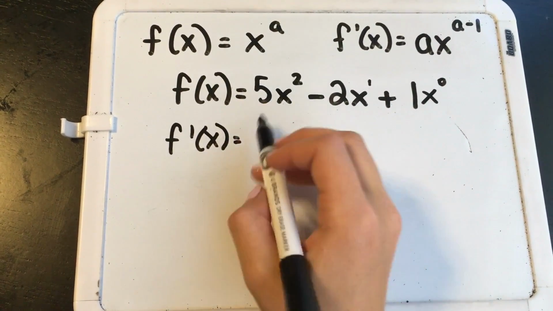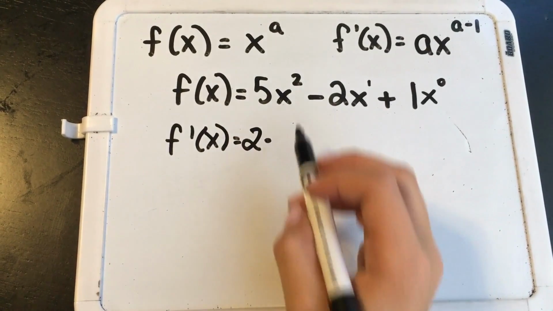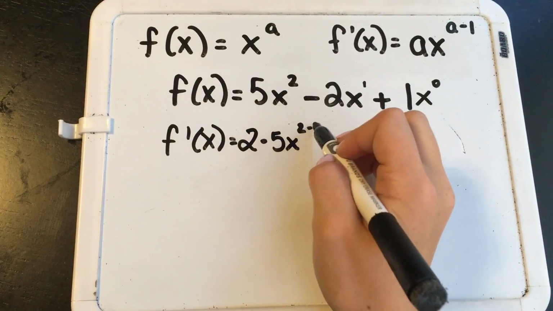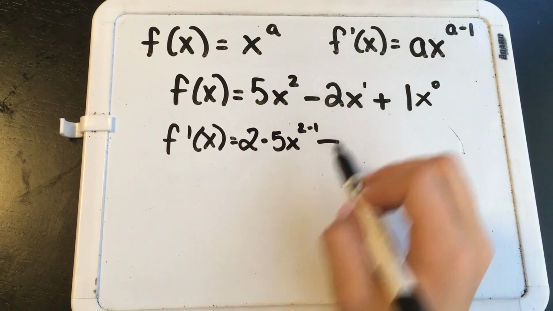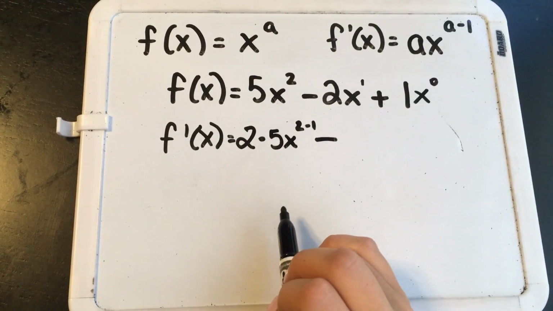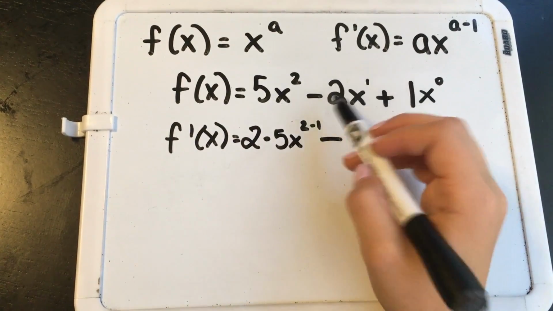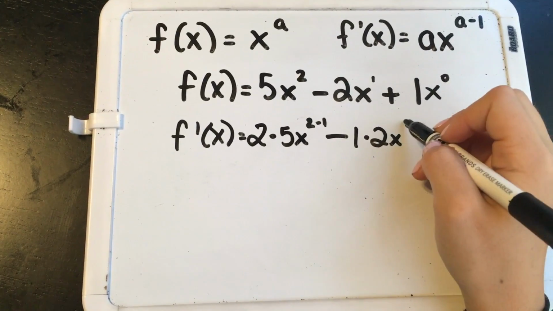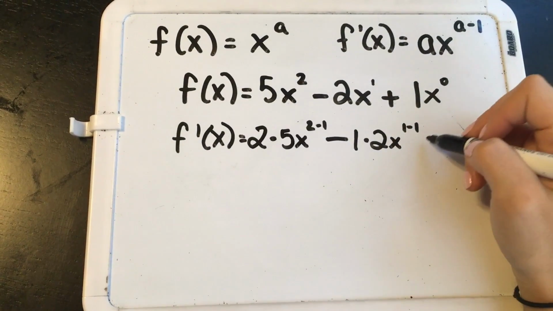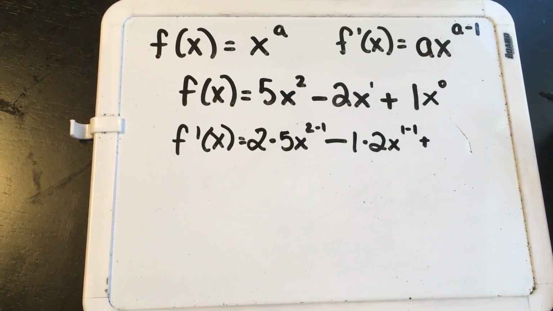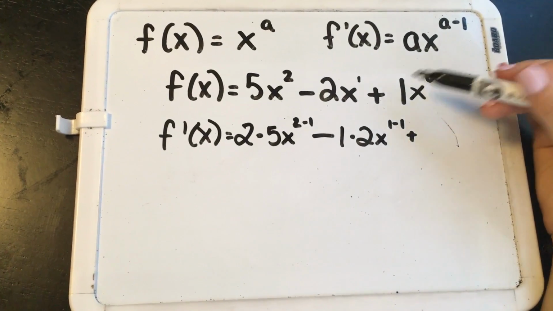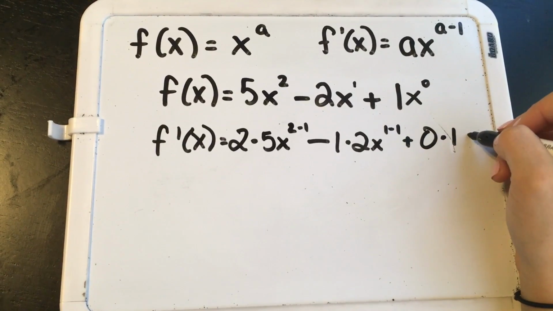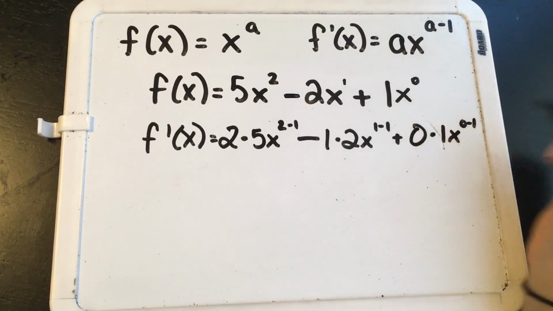Bring the power in front, 2 times original 5x raised to the 2 minus 1, minus, we did this one already, but I'll go through it again. Bring the power in front, 1 times 2, x raised to the 1 minus 1, plus, we're going to do the same power rule for this one, even though it has a 0 as the power. Bring the 0 out in front, times 1 x to the 0 minus 1.